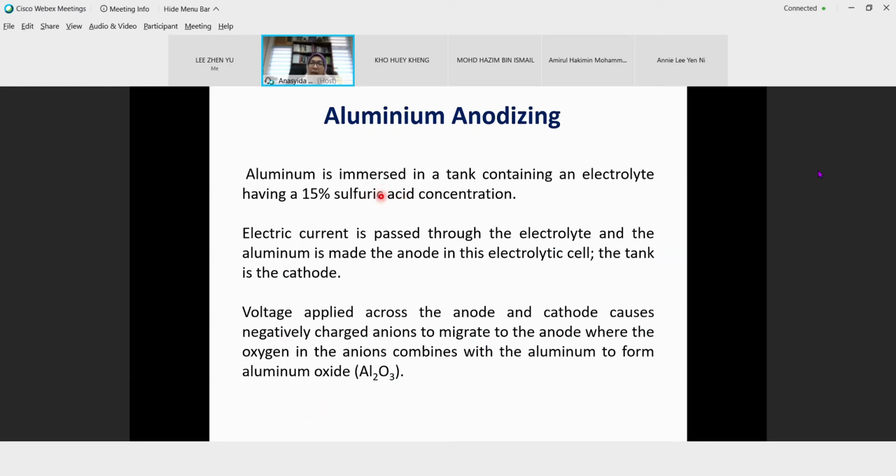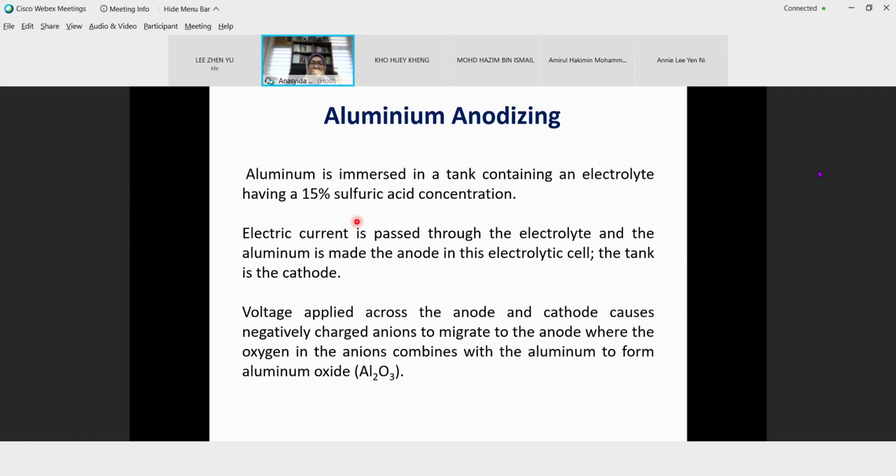So definitely the anion will go to the anode, because the anode is positive, right? So negative will go to positive and positive will go to negative. So what happens here, the SO4 2 negative will go to the anode, which is now aluminium. Aluminium is really keen to form oxide with oxygen. So aluminium will attract the oxygen from the SO4, and it becomes aluminium oxide. So the sample will form aluminium oxide on the part.